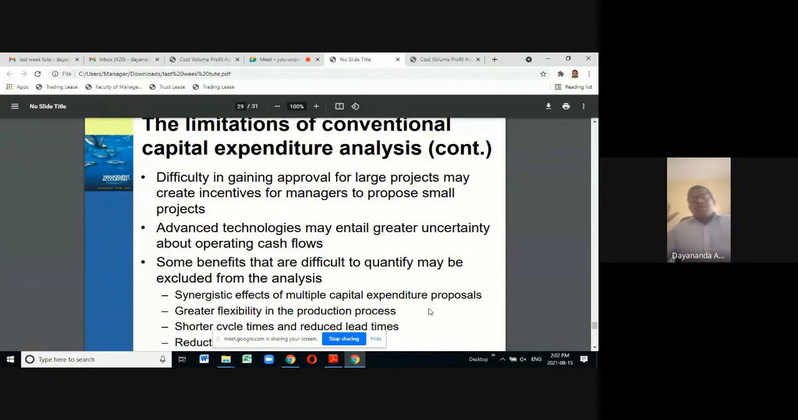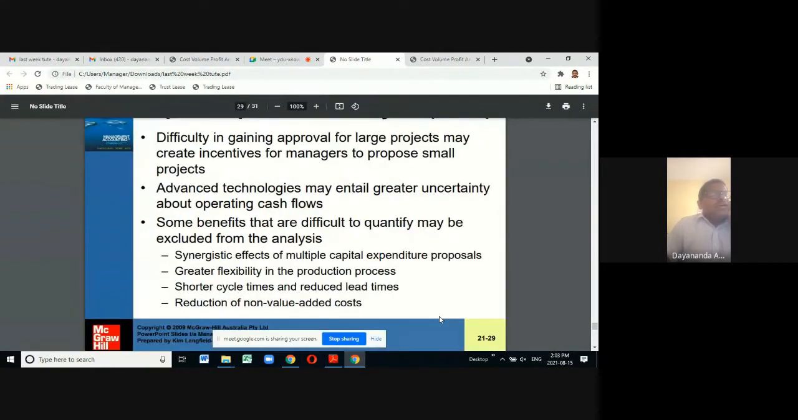When you accept different kinds of projects, for example, a classic example in the Sri Lankan government during Mahinda Rajapaksa's regime. They started different projects: highway projects, hotel projects, construction projects, IT projects, e-governance projects. When you combine all these projects together, there is a synergy. But this synergy is not considered when you quantify the cash flows of the particular projects.